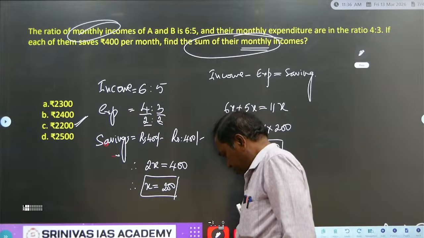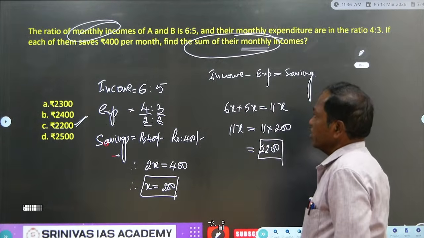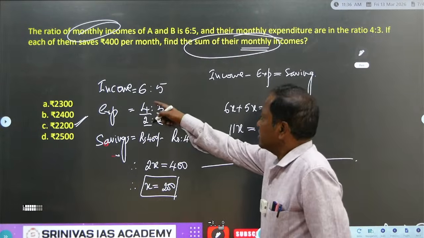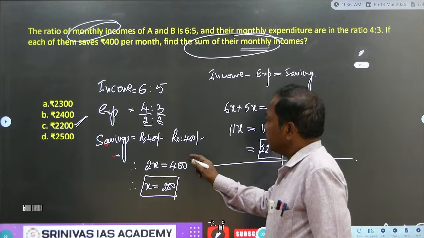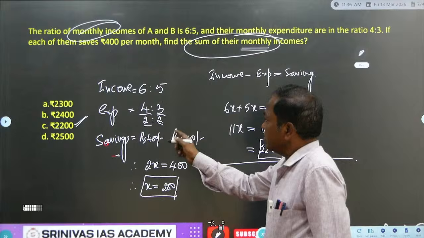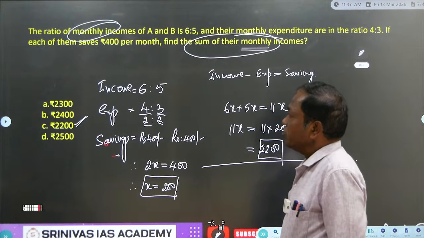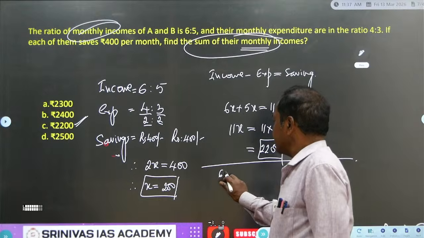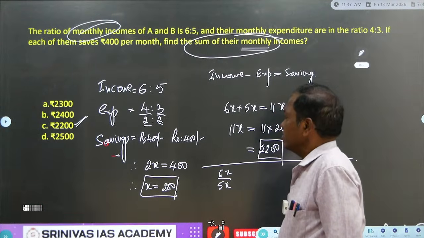So the traditional method, you can do the traditional method also. You can say 6x plus 5x minus 4x minus 3x. How do you do the traditional method? 6x plus 5x, minus 4x, plus 3x.